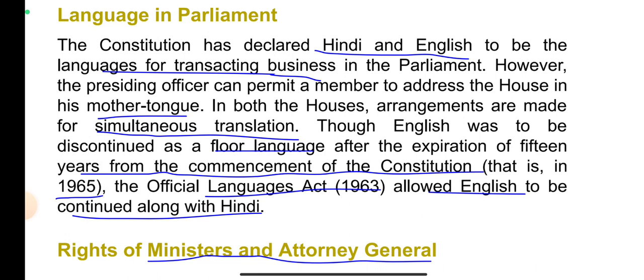In both the houses, arrangements are made for simultaneous translation. Though English was to be discontinued as a floor language after the expiration of 15 years from the commencement of the Constitution, that is in 1965, the Official Languages Act 1963 allowed English to be continued along with Hindi.